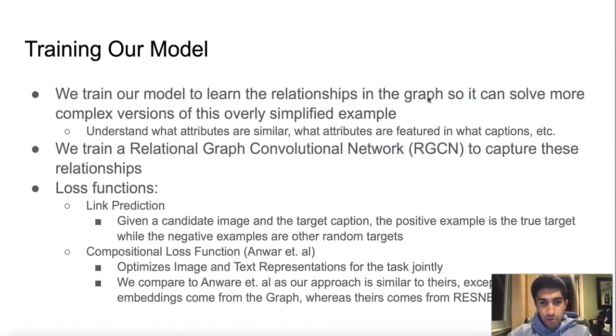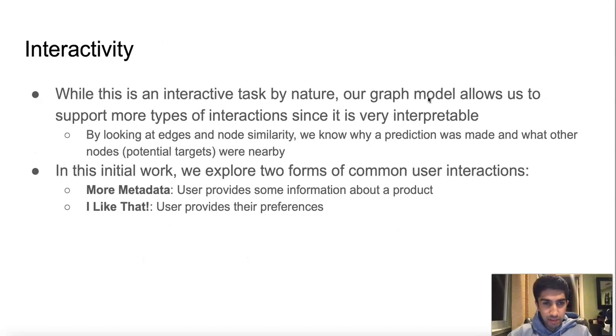We train our model to learn the relationships in the graph so it can solve the more complex versions of this overly simplified problem. And to do this, we train a relational graph neural network with two loss functions for link prediction and compositional image and text loss. To improve this graph neural network and make this problem more interactive, we incorporate several forms of interactivity. In this initial work, we explore 2 forms of common user interactions.